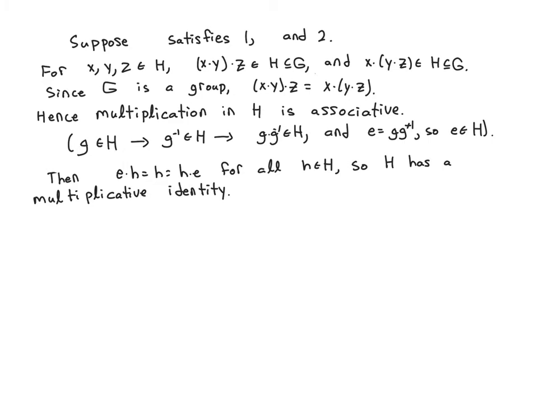Because you're closed under multiplication, G times G inverse must also be in H. So here we're using condition 2, and then we're using condition 1. But the identity is equal to G times G inverse. So we see that you actually get the identity as an element of H. This fact, by the way, is why my version of the subgroup criterion never requires you to show that the identity is an element of H. Because as soon as you're closed under multiplication and inversion, you get it for free.